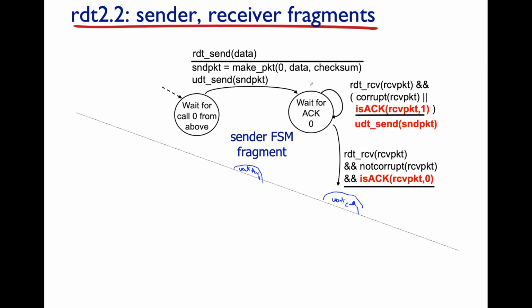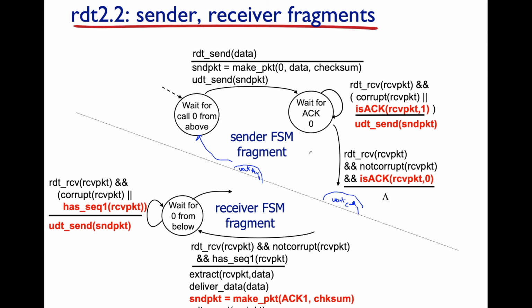And wait for ACK 1 looks just like wait for ACK 0, except that instead of saying sequence number 1 here, we'd say sequence number 0 in this is ACK. And then here for this edge corresponding to that lower state that's not drawn, instead of saying is ACK 0, we'd say is ACK 1 to transition to wait for call 0 from above. Okay, so that's the sender side of RDT 2.2.